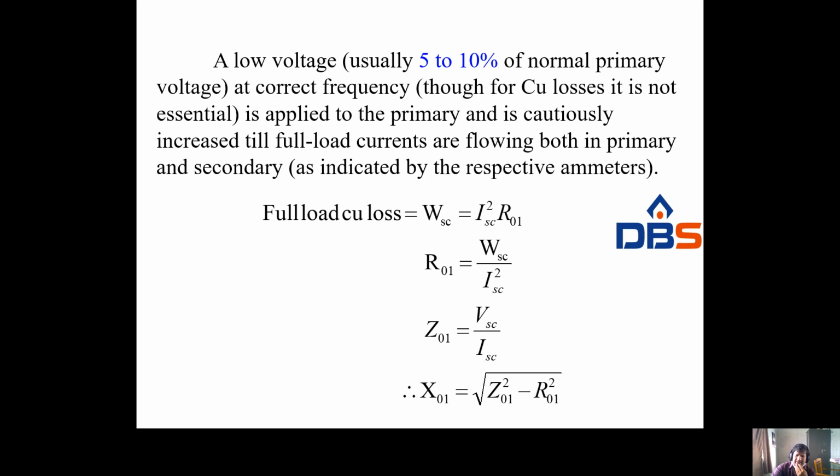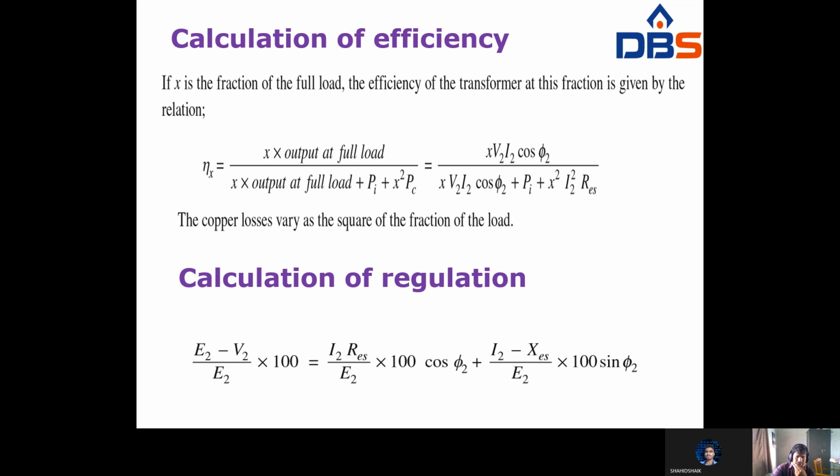So now go for the theoretical calculations. Full load copper loss is WSC equals ISC square R01. From that, R01 is equal to WSC by ISC square, and Z01 is equal to VSC by ISC. We know R01 and Z01, therefore X01 is equal to the square root of Z01 square minus R01 square, right? After finding R01 and X01, we have to calculate the efficiency and regulation.